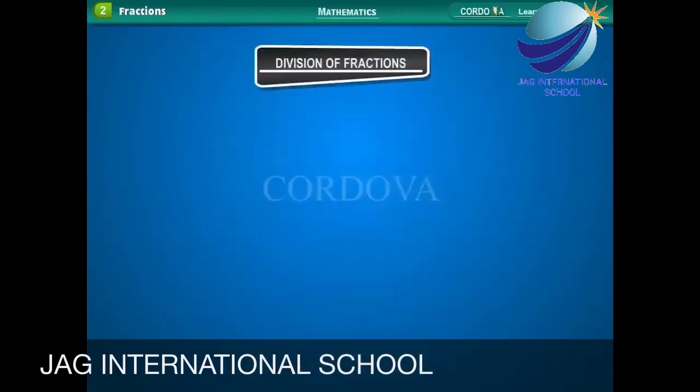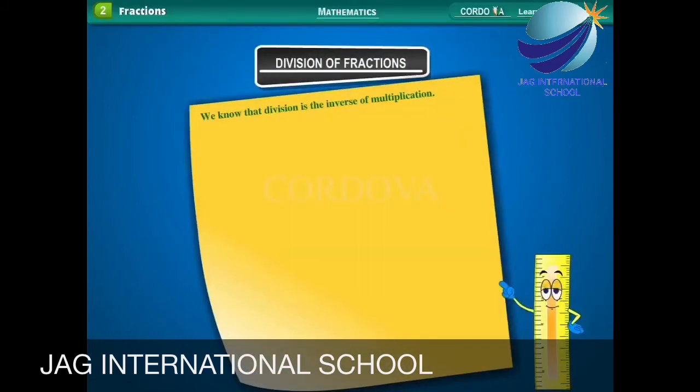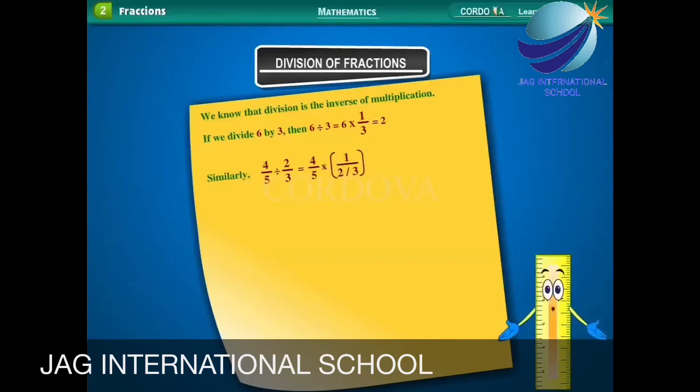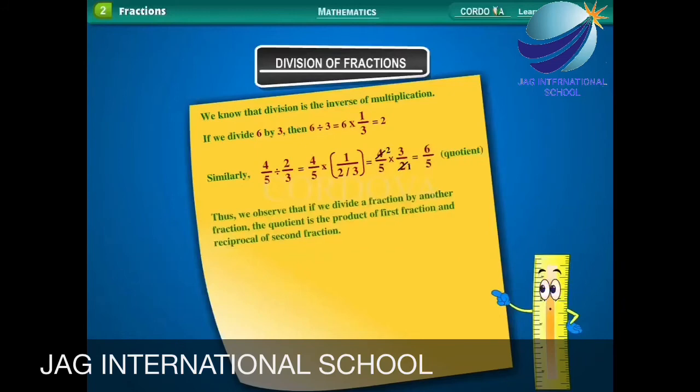Division of fractions. We know that division is the inverse of multiplication. If we divide 6 by 3, then 6 ÷ 3 is equal to 6 × 1/3, which is equal to 2. Similarly, 4/5 ÷ 2/3 is equal to 4/5 × 3/2, which is equal to 6/5, the quotient. Thus, we observe that if we divide a fraction by another fraction, the quotient is the product of the first fraction and the reciprocal of the second fraction. Therefore, a/b ÷ c/d is equal to a/b × d/c.